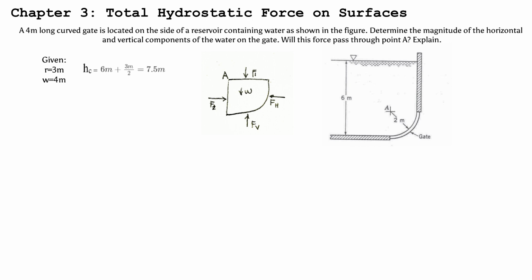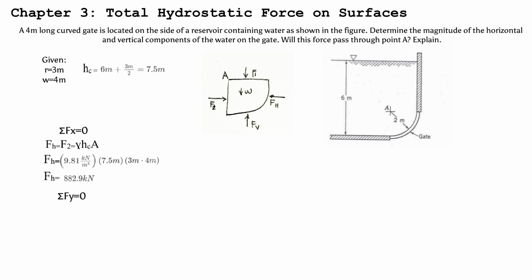The force of the water on the gate is the same as the force of the gate on the water, but in the opposite direction. The horizontal force acting on the gate is given by, for equilibrium, summation Fx equals 0, or horizontal force is equal to F2, equal to specific weight times HC times area. Substitute all values, the specific weight of water times HC 7.5 and the area, radius times width, we get 882.9 kilonewtons.